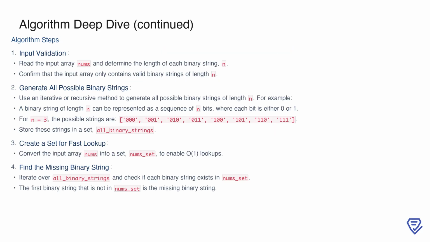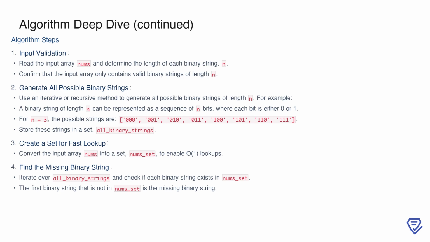To implement the brute force approach, the algorithm follows a series of steps. First, we validate the input by checking that the array nums contains binary strings of uniform length n. Next, we generate all possible binary strings of length n. For example, if n equals 3, the strings range from 000 to 111. These strings can be generated through iteration or recursion, and we store them in a set called all_binary_strings for efficient lookup. We then convert nums into a set, nums_set, to enable O(1) lookups.